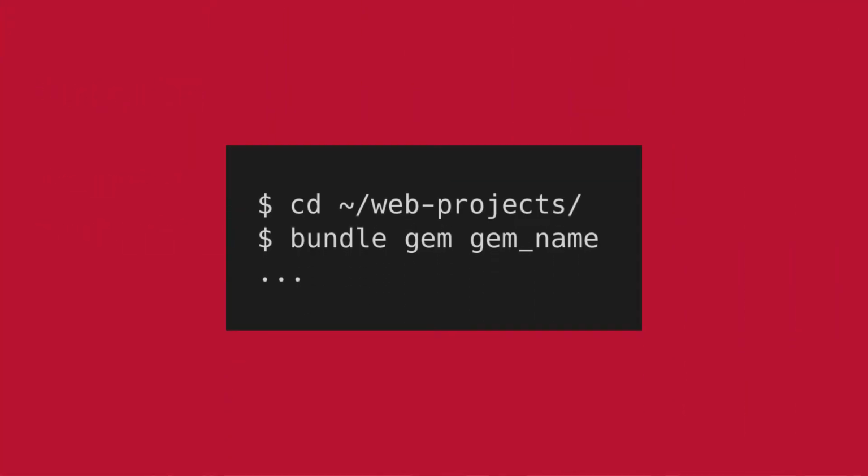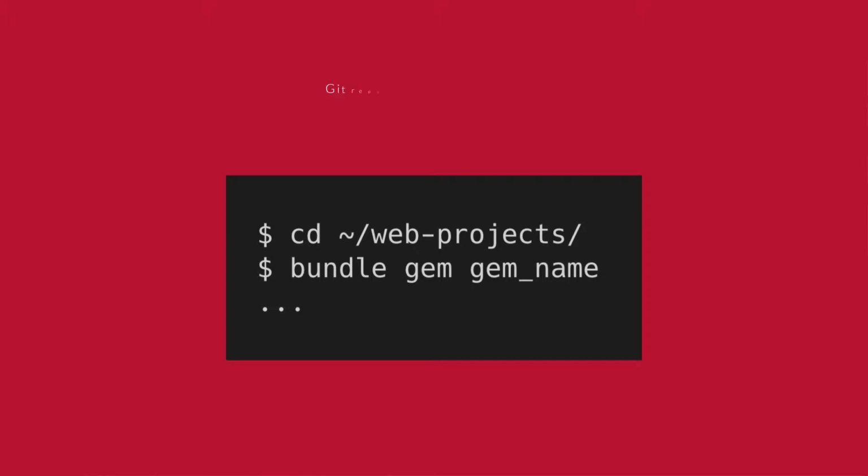To start creating a gem using Bundler, use the bundle gem command. In the code, you see that I have changed into my projects directory, and then typed bundle gem and then the name of the gem. After running the command, we have a scaffolded directory automatically created for us. If we have Git installed on our machines, a Git repository is also initialized.